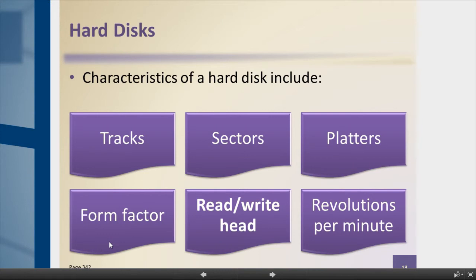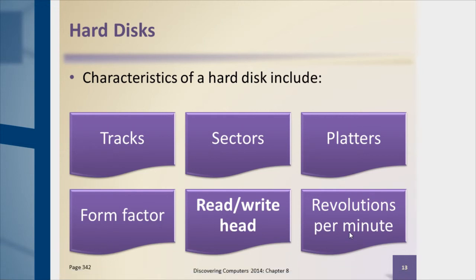We also have form factors. Remember, we talked just a moment ago about 2.5-inch drives, which is a form factor typically seen in laptops. We have a 3.5-inch form factor typically seen in desktop computers. So that refers to the form factor, the size, physical size, the way it's shaped. We have read and write heads, something that allows us to read and write data to those platters. And then we've got revolutions per minute. That platter spins around at a certain speed. Typical speeds are going to be 5,400 RPMs or 7,200 RPMs. And then in some cases with high performance disks, we'll have a 10,400 RPM disk.